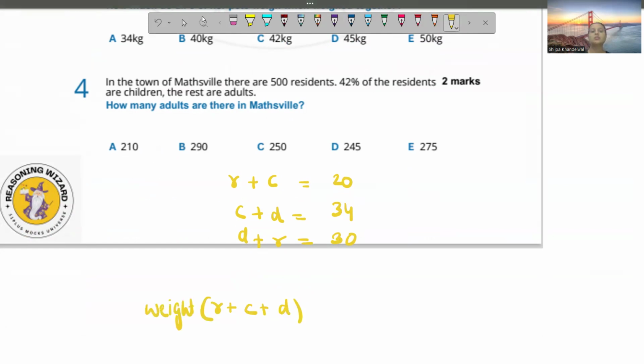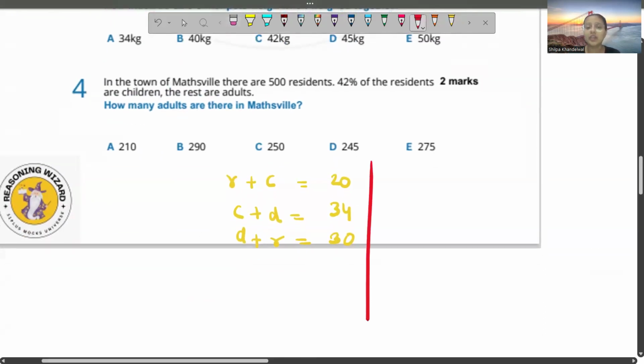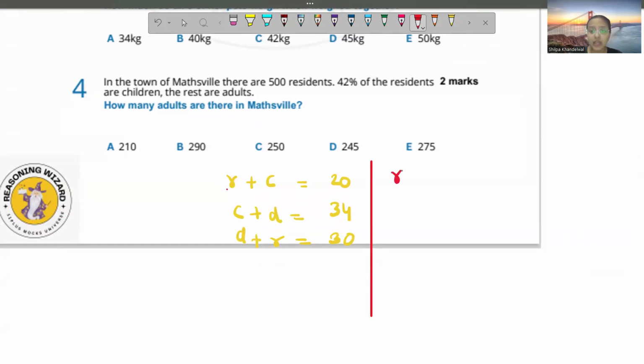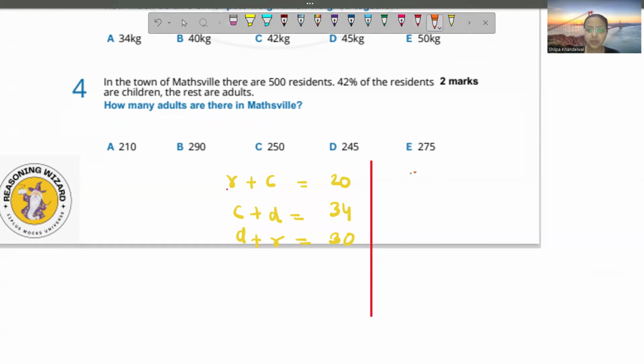To calculate this, we need the value of each and every pet's weight, right? So that is what we are going to calculate. What we are going to do over here is find out the value of C here. I'm going to shift R to the other side. When I do so, I'll get my answer as 20 minus R.